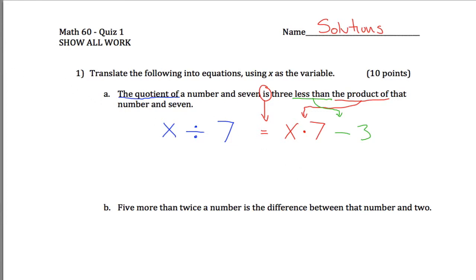So this is the final answer right here. That'll work. If you want, you can write it differently. You could say x divided by 7 equals maybe 7x minus 3. Something like that. However you want to write it is totally fine. Any of those are the answer. Either one works totally fine.